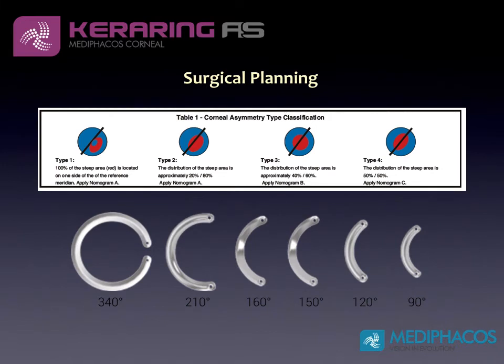Surgical planning for Keraring AS employs a similar procedure as the one used for the standard Keraring. The Medifacos nomogram suggests a classification of the keratoconus according to the degree of corneal asymmetry in relation to a reference meridian. The reference meridian can be either the topographic or refractive steep meridian or the coma axis, depending on the treatment strategy. On the left, we can see a type 1 case in which 100% of the ectatic area presents itself on one side of the reference meridian. On type 2, we have a distribution of about 20–80%, whereas on type 3, the ectatic area distribution is roughly 40–60%. And finally, on type 4, we have an equal distribution of the corneal stiffening on both sides of the reference meridian.